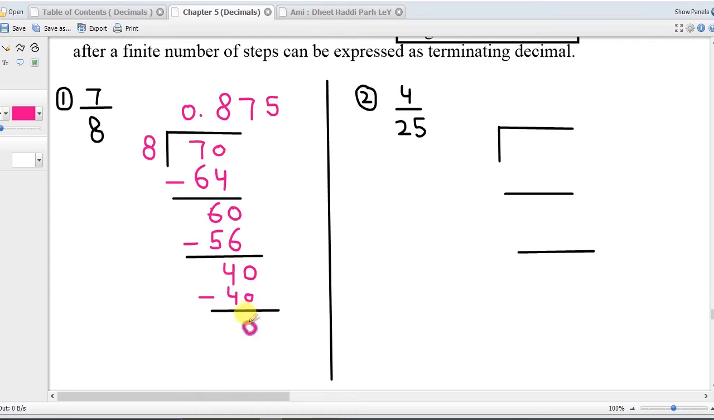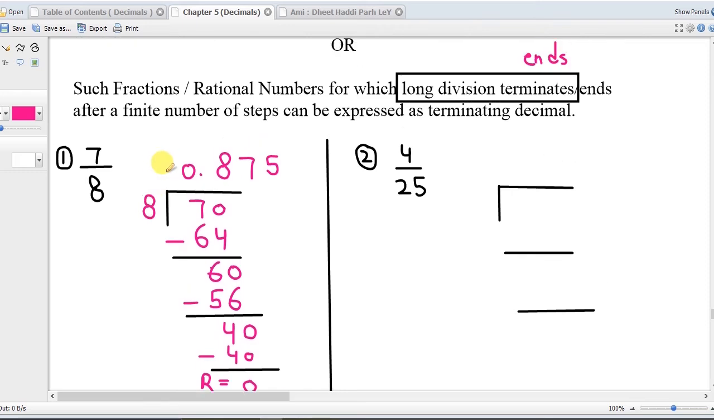Take away these numbers, we are getting a remainder 0. So when we are getting a remainder 0, it means that particular fraction or decimal value is our terminating decimal, right? So the answer we are getting is a terminating decimal. It has an end. This decimal value ends at digit 5. So the answer to this question is 0.875.